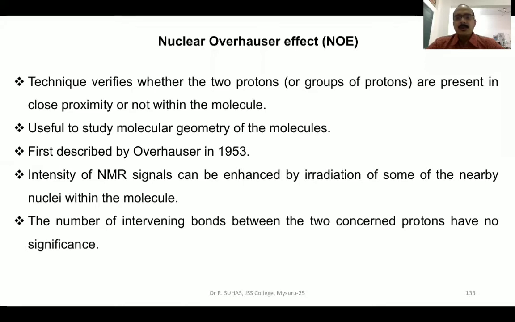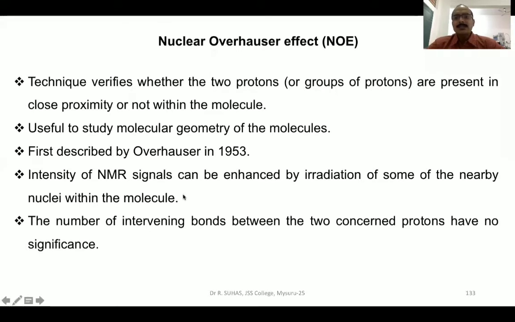This nuclear Overhauser effect mainly deals with the property of a molecule in which, if two protons are nearby each other, it will be easily identified by NOE. This effect was first discovered by Overhauser in the year 1953. The main application of NOE is to see whether two protons or groups of protons are present in close proximity within the molecule. Along with that, there is one more application: you can find out which geometry the molecule possesses, whether it is in E or Z form, or cis or trans form.